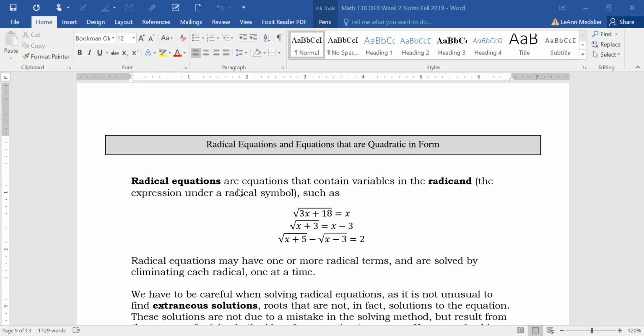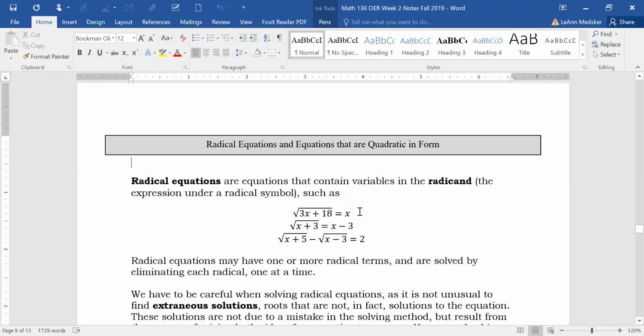So radical equations are equations that contain variables in the radicand, which remember means the part under the radical symbol, such as this one: the square root of 3x plus 18 equals x. Square root of x plus 3 equals x minus 3. Square root of x plus 5 minus the square root of x minus 3 equals 2. So these are three different versions of what a radical equation could look like. And it doesn't have to be a square root. It could be cube root, fourth root, any of those.